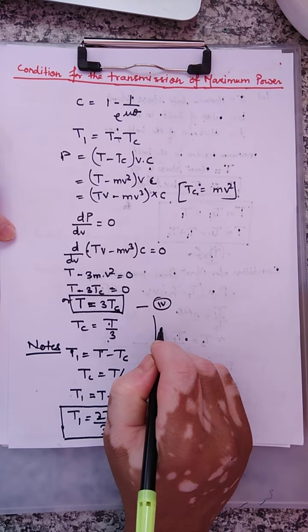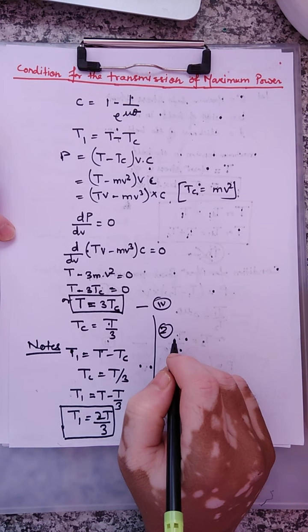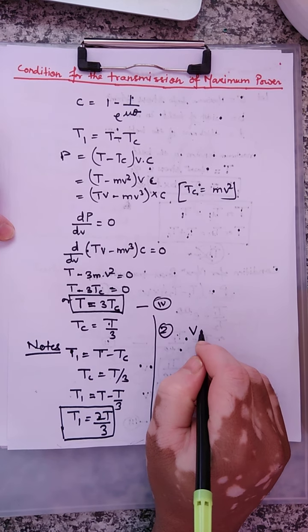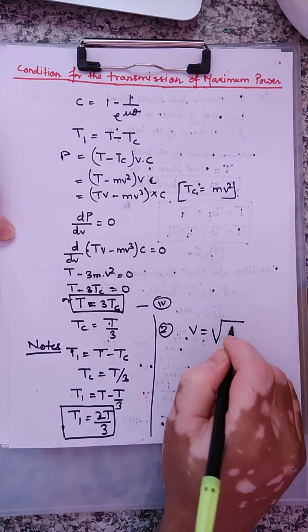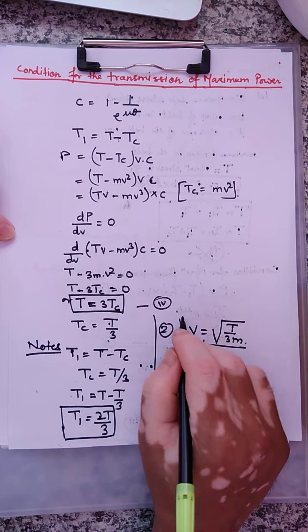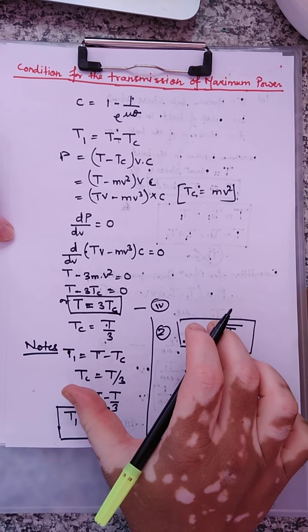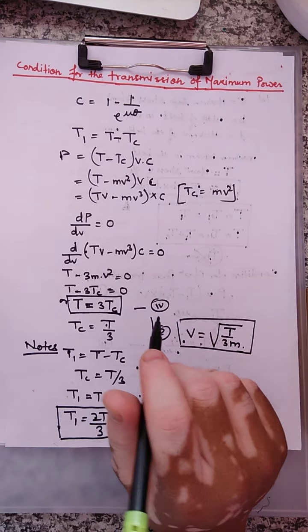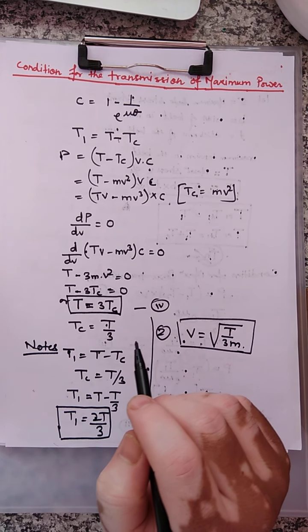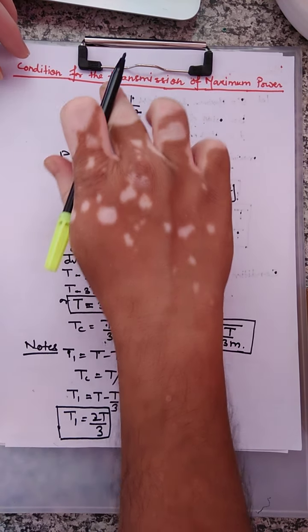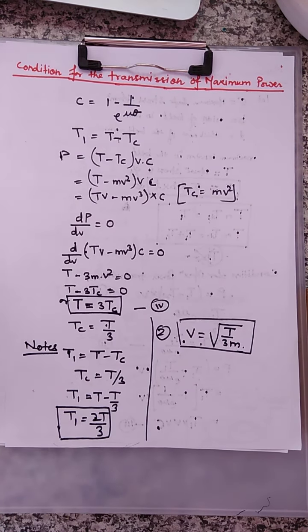Now note number 2 will be, as you know, the velocity of the belt for maximum power. The velocity of the belt for maximum power, V is equal to the square root of T by 3m. It is also an important expression, and this is note number 3. So in the next video we will discuss the various numericals related to maximum power transmission, considering and neglecting centrifugal tension.